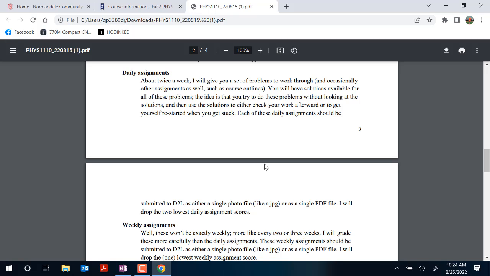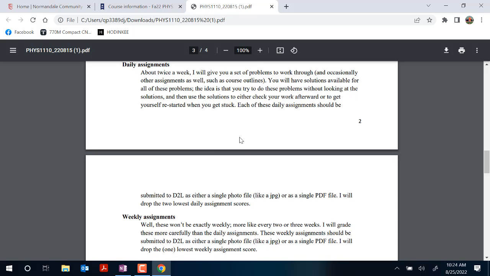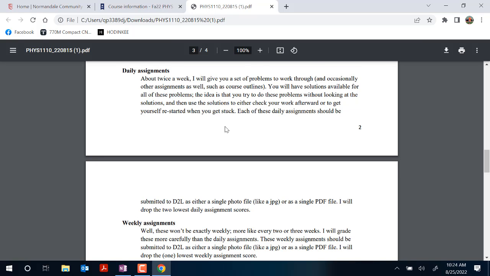Okay. As far as the 10% of your grade that comes from daily assignments, you obviously could just copy the solutions that I've given and turn that in, and you get your full 10% of the grade. But it would really hurt how well you do on exams and stuff, so it's not a very good strategy.